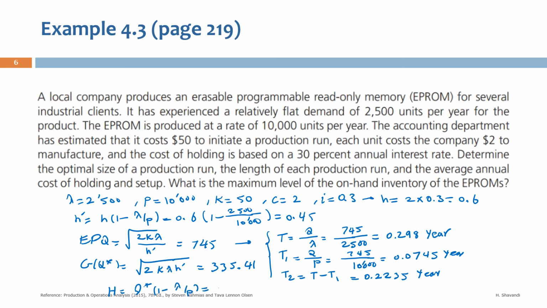Okay, and the maximum inventory level H here will be Q* times 1 minus λ over P, and it will be 559 units. So this is the maximum inventory level in our stock. So as you see, everything is the same as EOQ, but just consider H prime instead of H, and also we can calculate the uptime period and the maximum inventory level and so on.